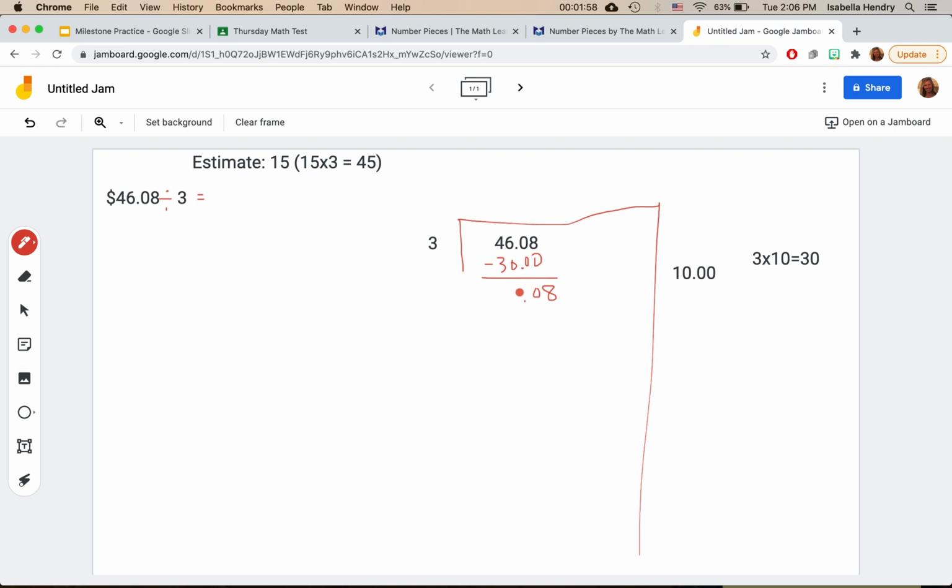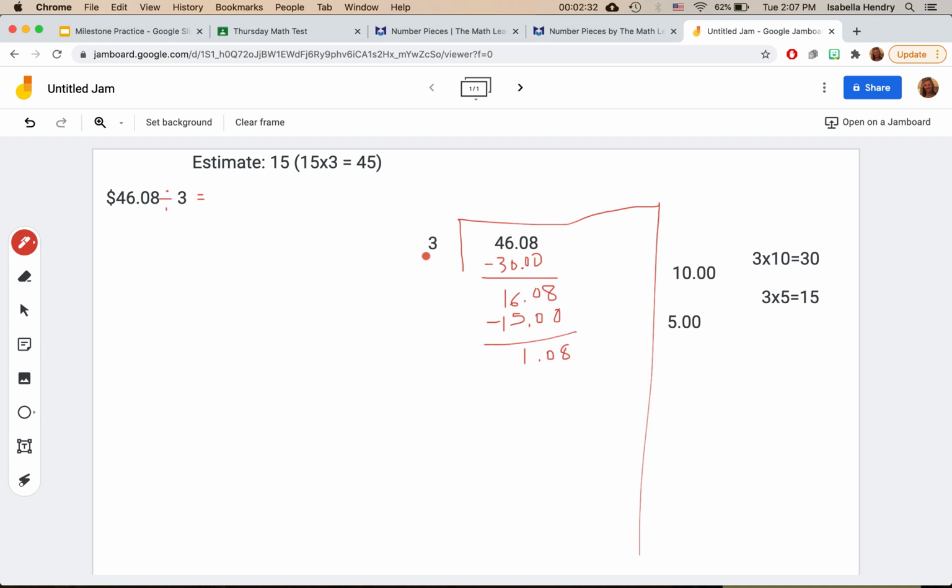Then I do 6 minus 0 is 6, 4 minus 3 is 1, so I have $16.08 left to deal with. Now I also know that 3 times 5 is 15, so I'm going to use that next, because I know that 3 times 10 would be too big. I only have $16 to give out. So let's take out another 15. 3 times 5. And we are left with, I'm sorry about my handwriting, $1.08.